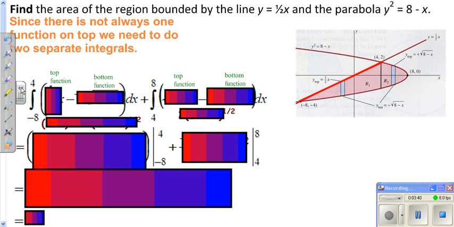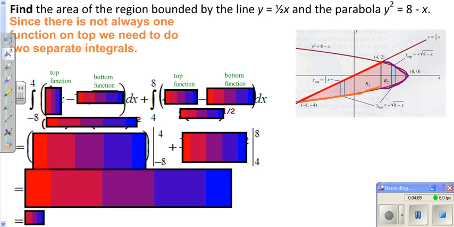Well, here we need to go ahead and integrate. We will need to find this area here. You'll notice, though, that we don't necessarily have one function always on top. In this area right here, we have our line being on top, and then our curve is on the bottom. However, when you get to the right-hand side, you have a curve on the top, and then you have that same curve again on the bottom.